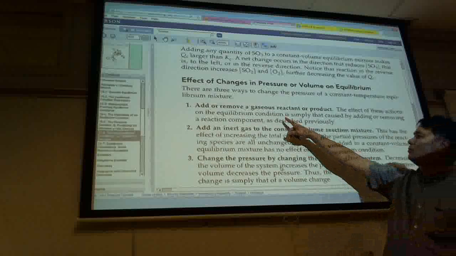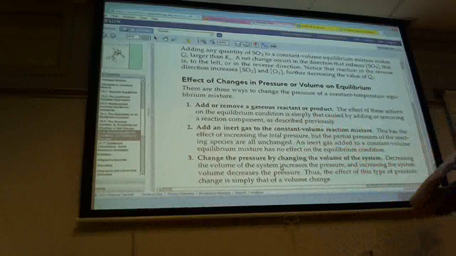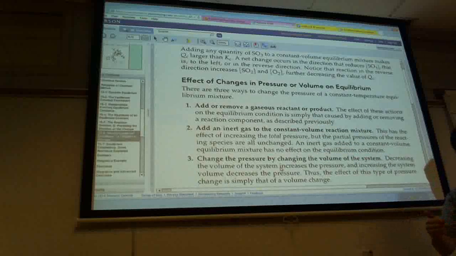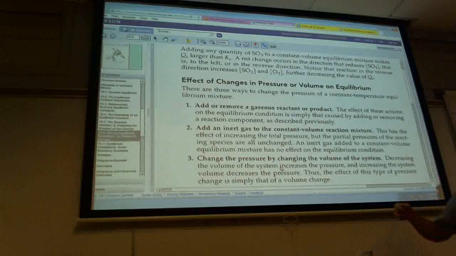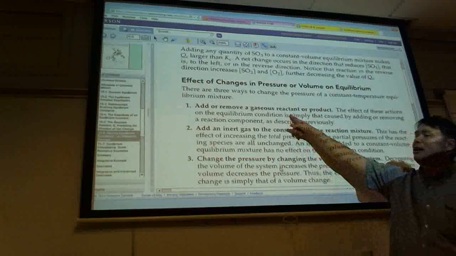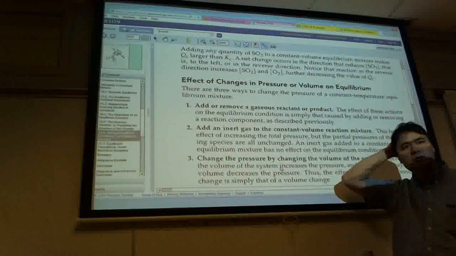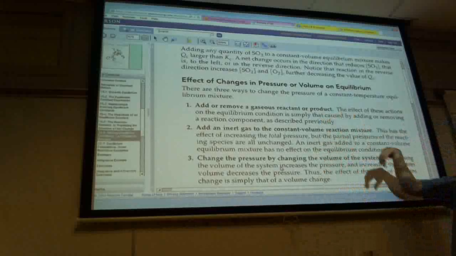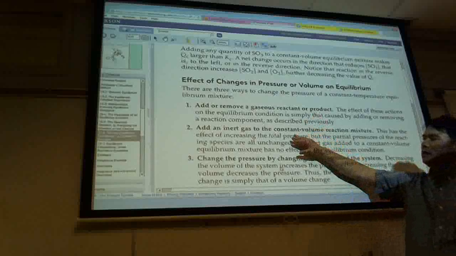If we add or remove a gaseous reactant or product: if we add gaseous reactant, it's too much reactant, which screws up the ratio. If you've got too much reactant, you better form more product or get rid of some of that reactant, so it shifts to the right. If we remove reactant, then we have too little reactant, and it's got to shift to the left. We just think in terms of these shifts and how these things upset the ratio. It shifts left or right to compensate.